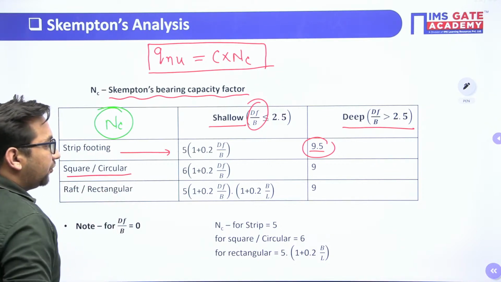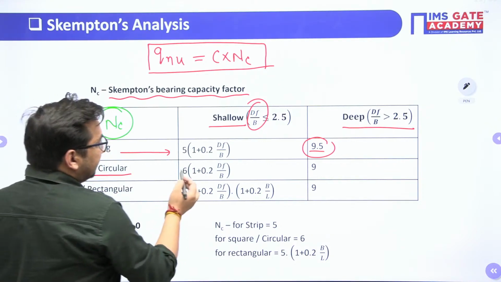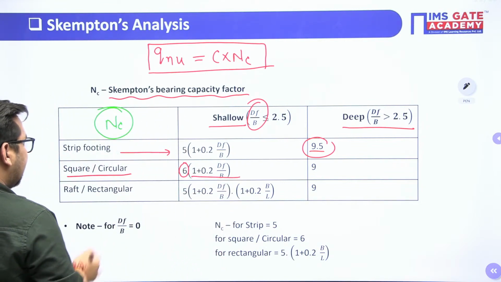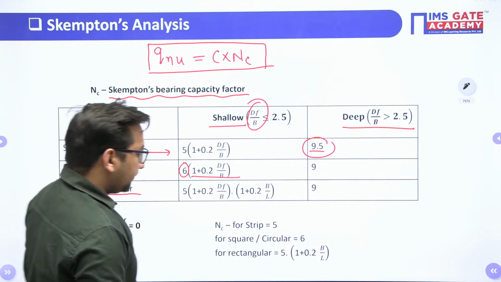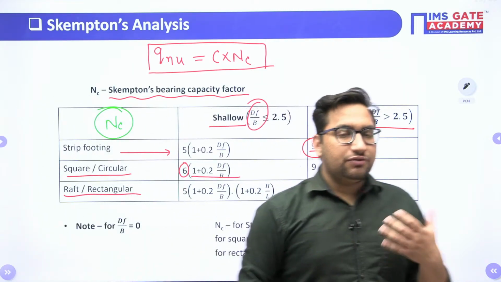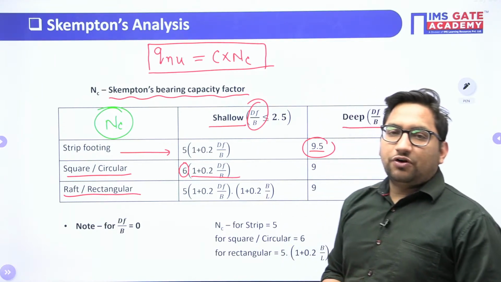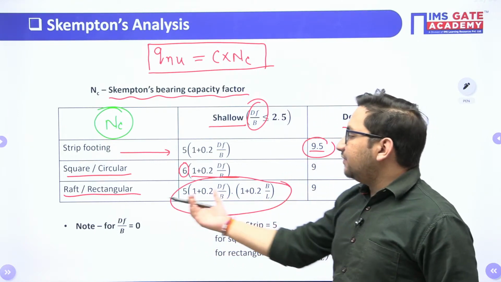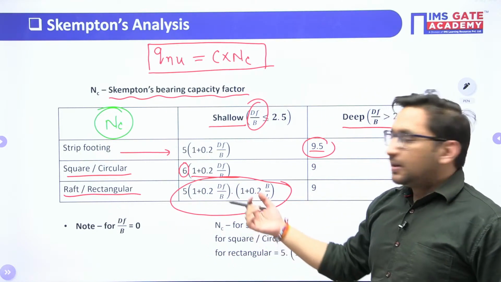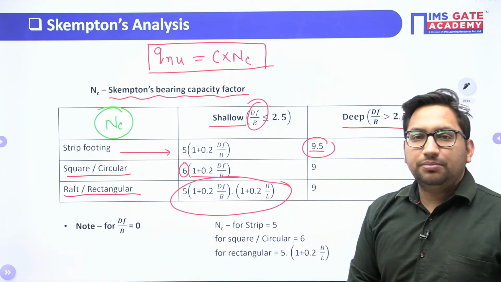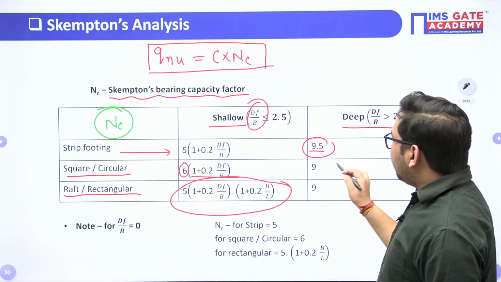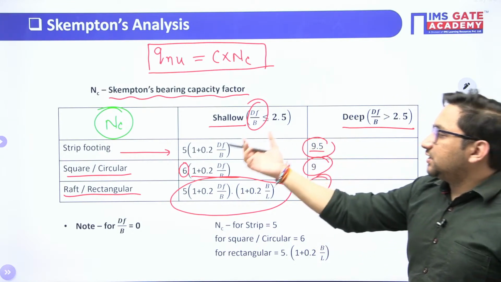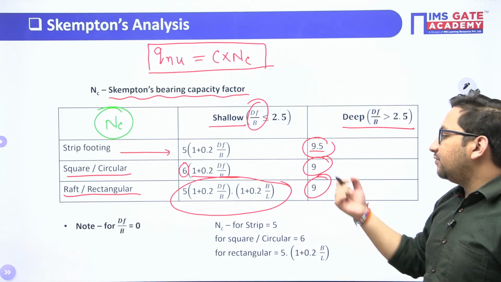For square and circular footing, this factor will be 6 into 1 plus 0.2 DF by B. For raft or rectangular footing, there are two dimensions, width of foundation and length of foundation, so NC is 5 times 1 plus 0.2 DF by B into 1 plus 0.2 times B by L. For deep foundation, they are independent of these dimensions. So it is 9.5 for strip footing, and for square footing it is 9, for raft footing also it is 9.